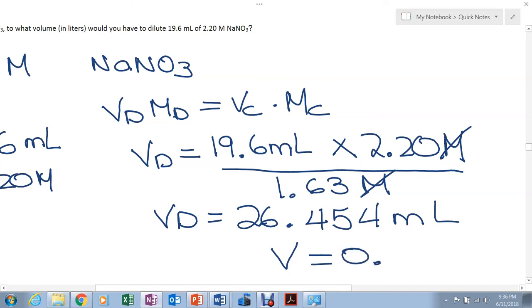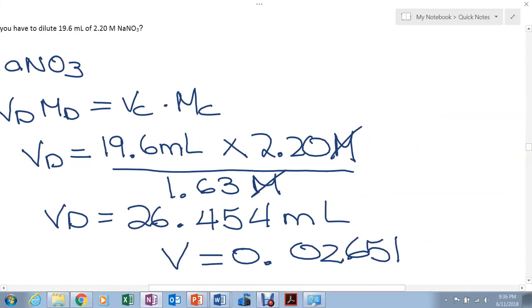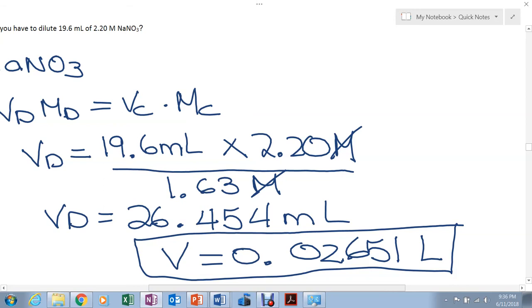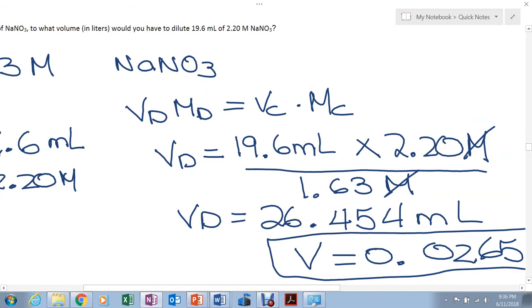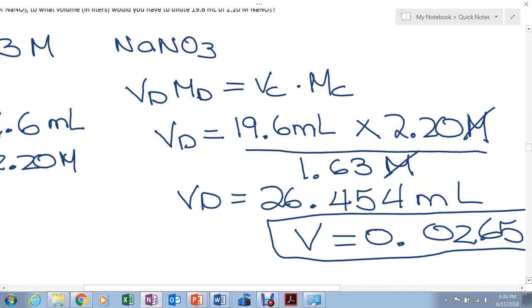So the volume, you convert it to liters, you divide by 1,000. I'm not going to go through the conversion: 0.02651 liter. I hope you know how to do that at this point. Okay, so that's the answer. It says no exponent, so it's not 2 by 10 to the power. Just enter this number.